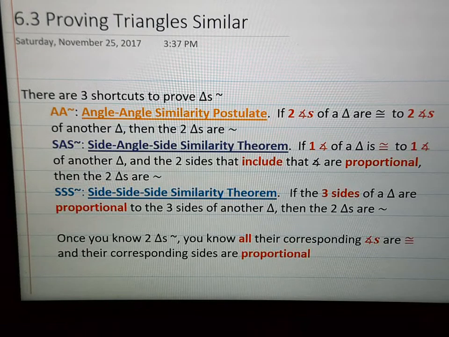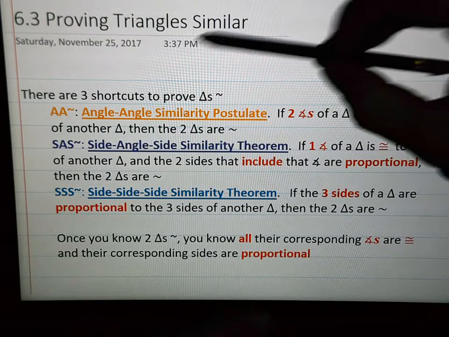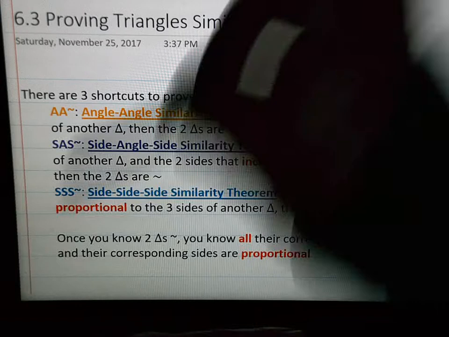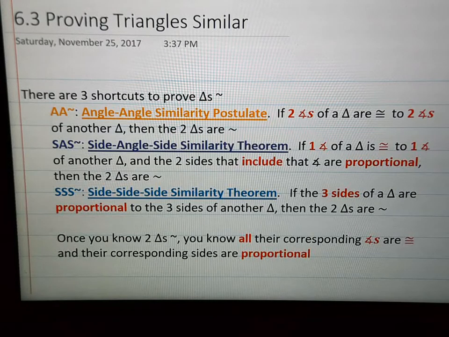Hello once again. 6.3, proving triangles similar. Go ahead and have the students write down all of what you see here. You can press pause right now and then I'll explain in just a bit. Coming back to you live, here we go.